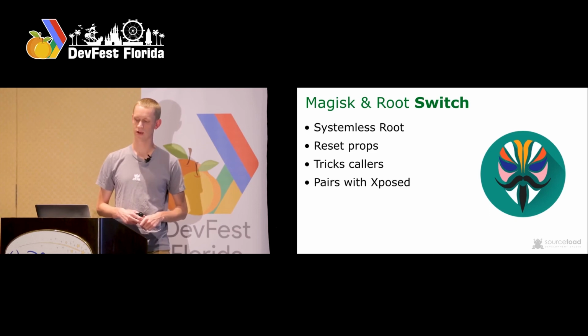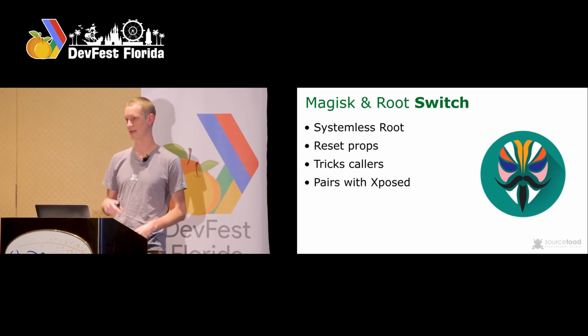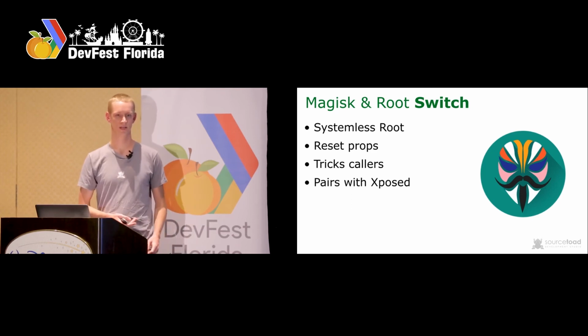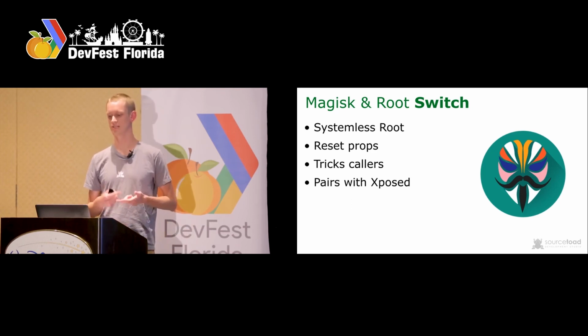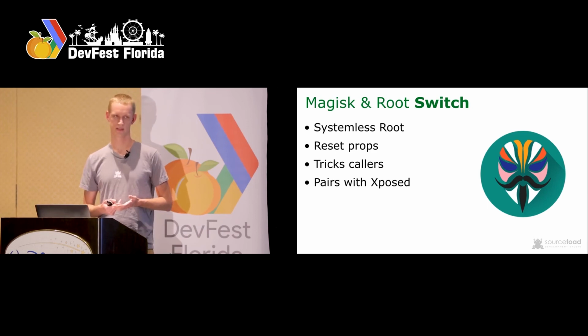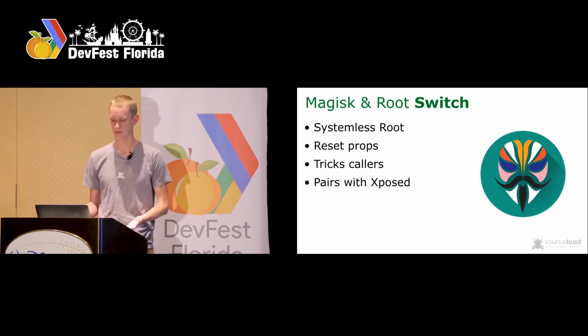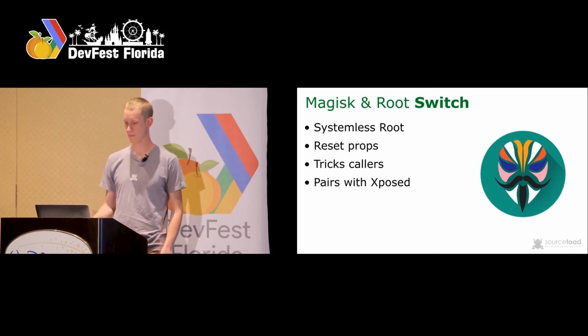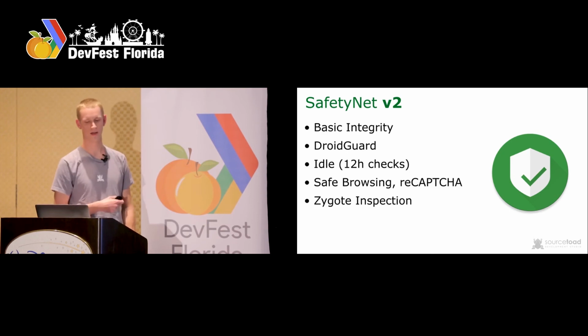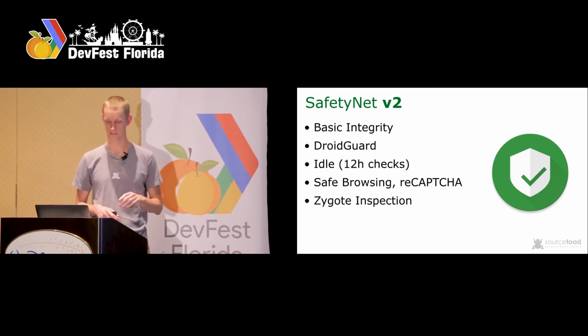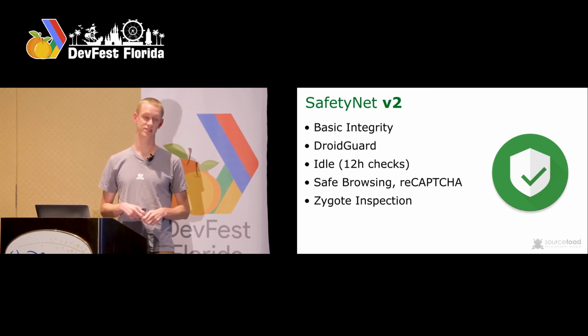And also reset props. If you've ever looked at your build.prop file on your Android device, it has probably 100 things that explain your phone resolution, size, a bunch of random things. These can reset them to what they should be, so you can't be detected that you are actually a rooted device. So Google said, haha, you guys think you know what you're doing, but we own Google, so we are smarter. And they came out with SafetyNet v2.